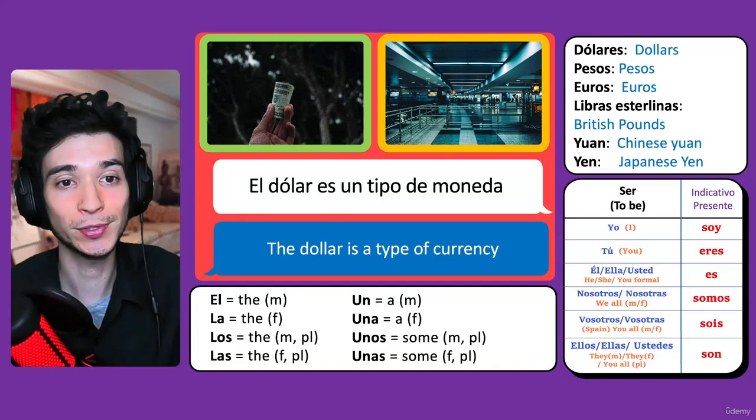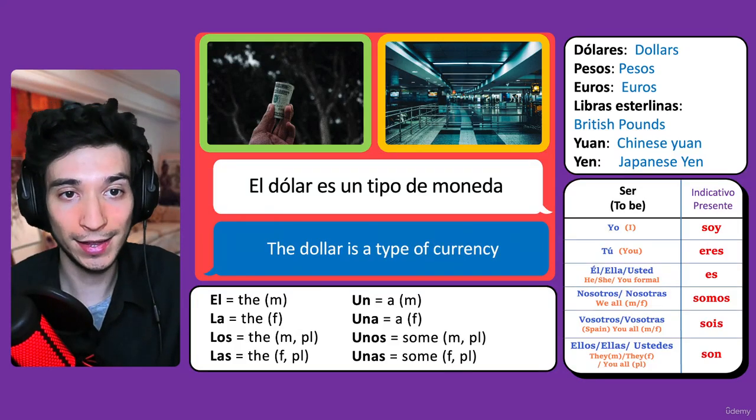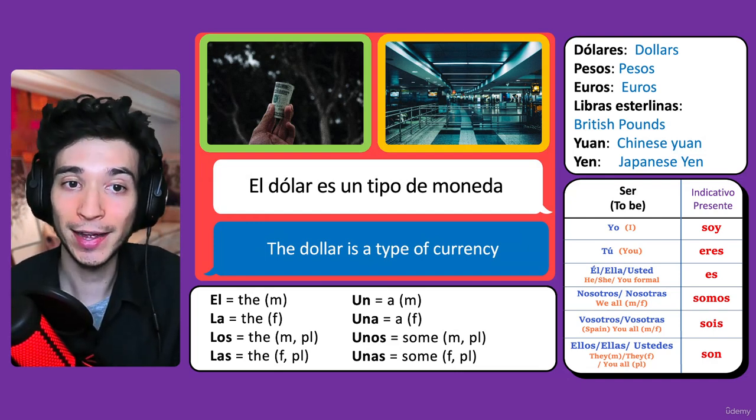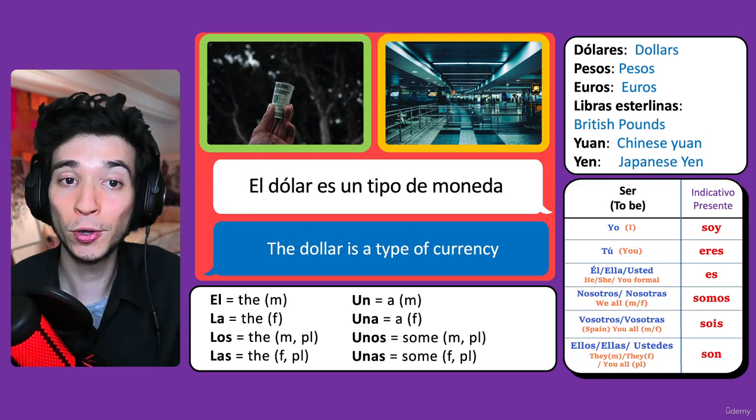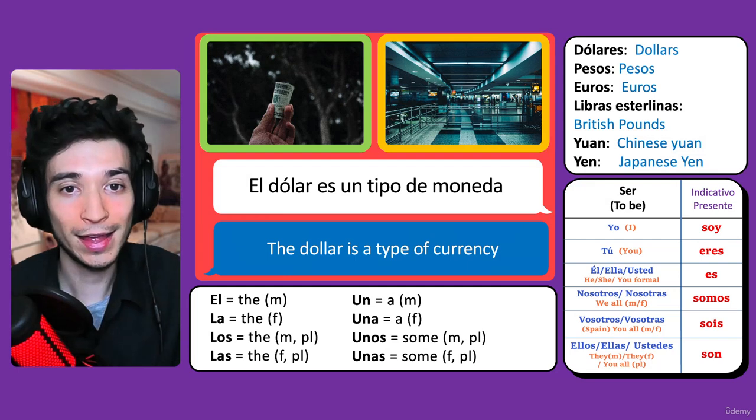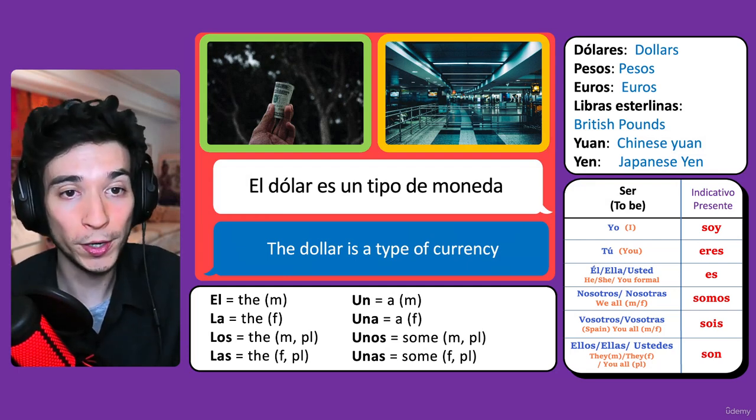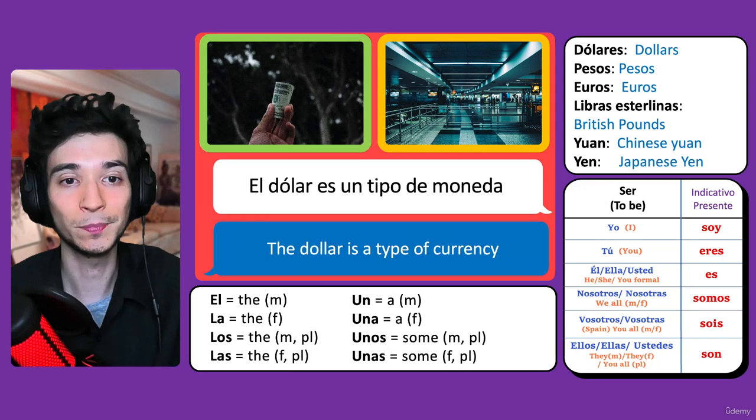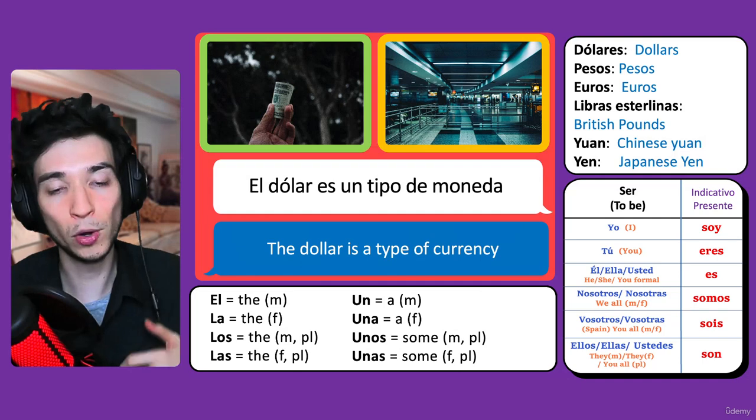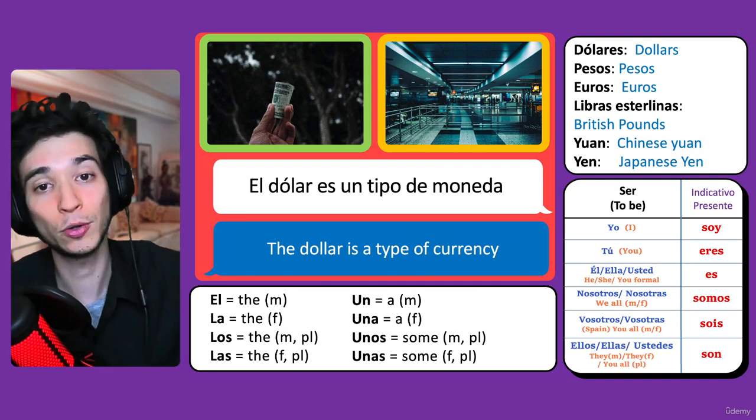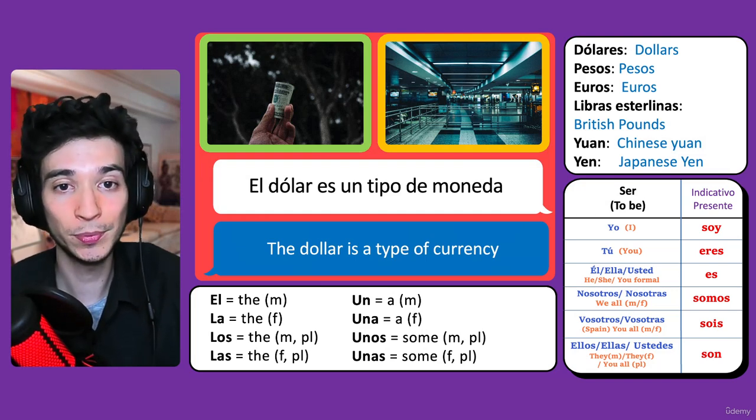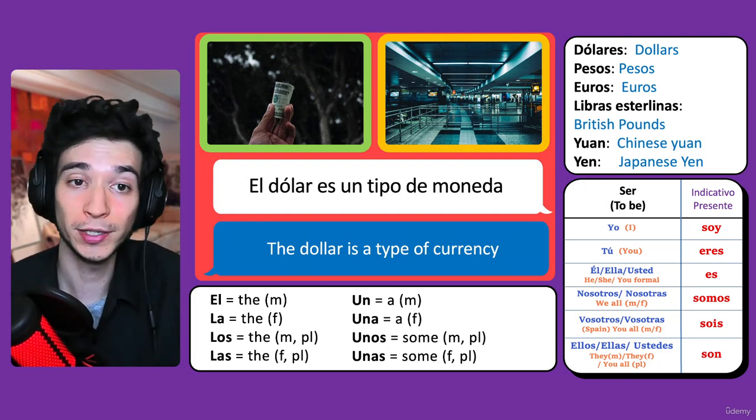And let's try some examples. El dólar es un tipo de moneda. The dollar is a type of currency. And yeah, so moneda means coin, and it can also mean currency. Un tipo de moneda, a type of currency, a type of coin. So moneda kind of has two meanings, coin and currency. So el dólar es un tipo de moneda, type of currency or of coin.